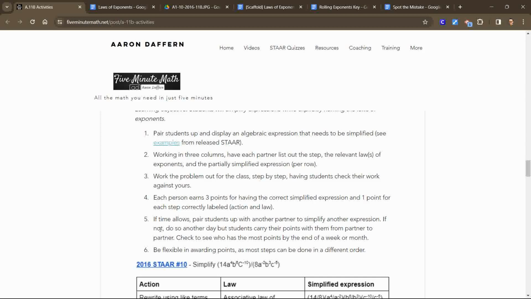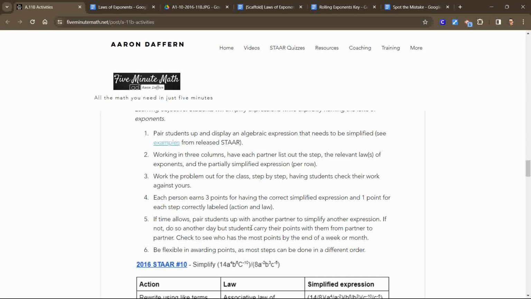If you have time, you can do it with another partner. What you do is you keep the work continuous, right? So you say, who's going to have the most points at the end of the week? Who's going to have the most points at the end of the month? And you do this with multiple partners. Every time you get a new problem, you get a new partner. So that's why it's called around the world.